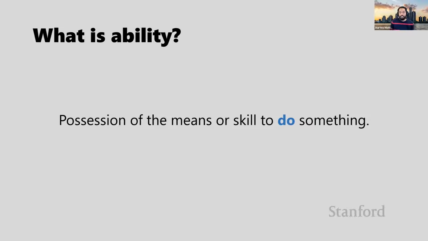You can really just think of ability as possession of the means or skills to do something. It could be anything, whatever task or type of action you want to be able to perform. If you possess the means or skill to do something, you have the ability to do it.